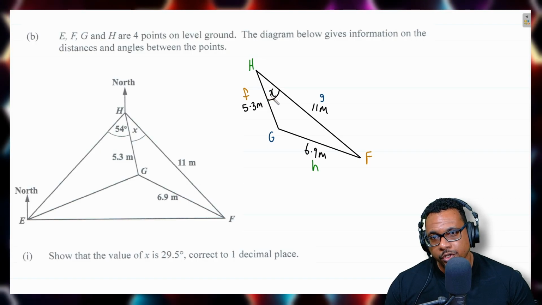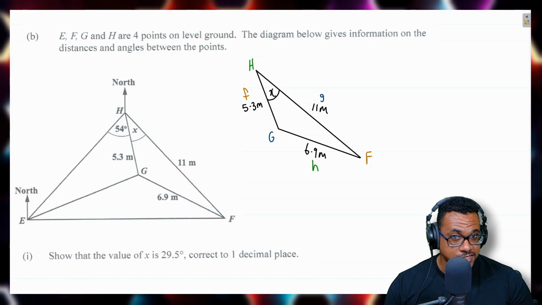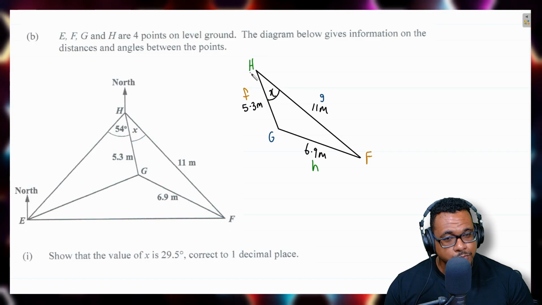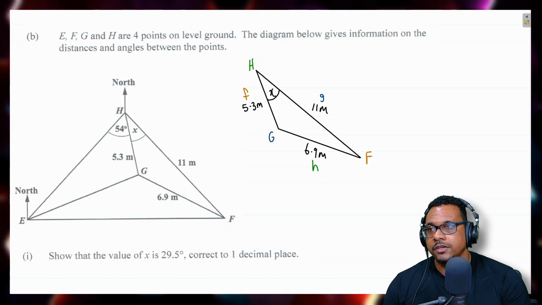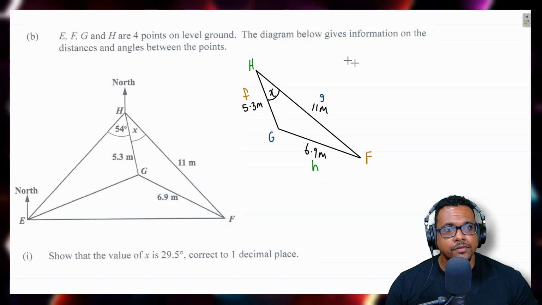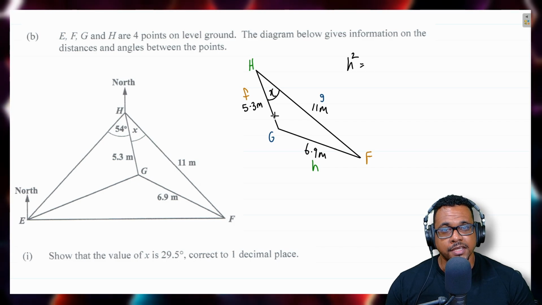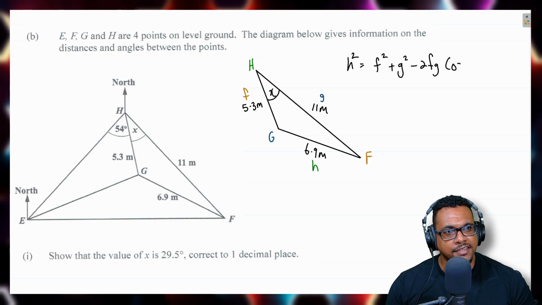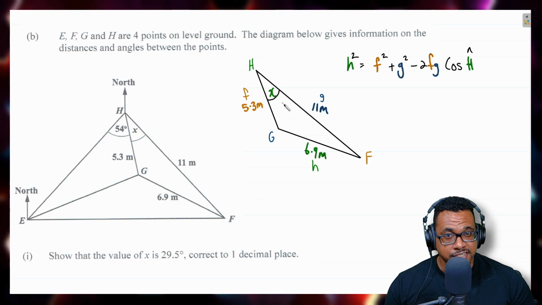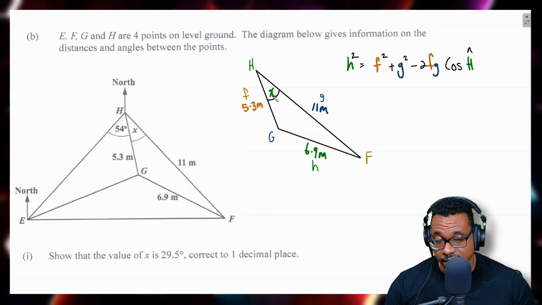x. Now, we know the cosine rule. If you want the angle x, which is H, we must start with side h and end with angle H. So the formula is going to look like this. Small h squared is equal to the other two sides would be f and g. So f squared plus g squared, take away 2fg cosine angle H. And remember, angle H is this angle x that we want to find.